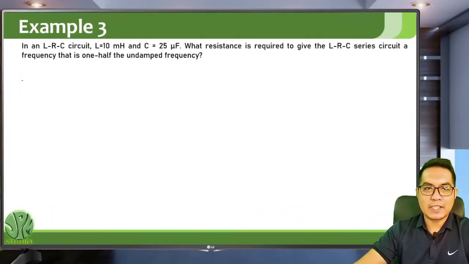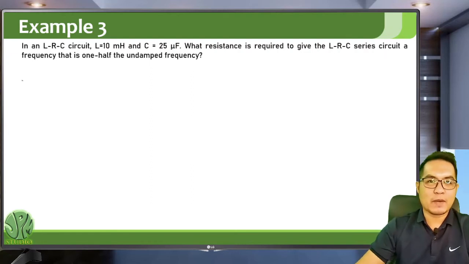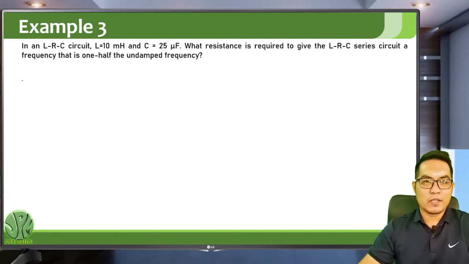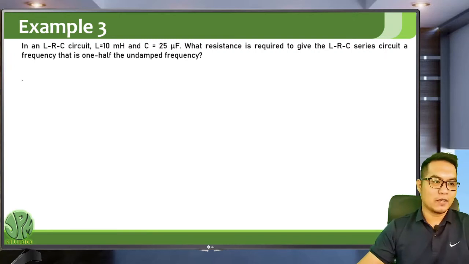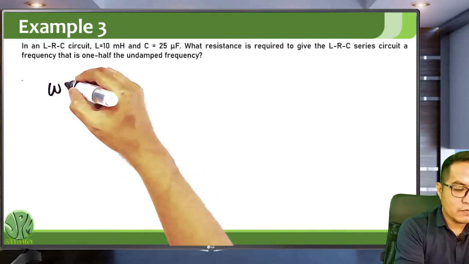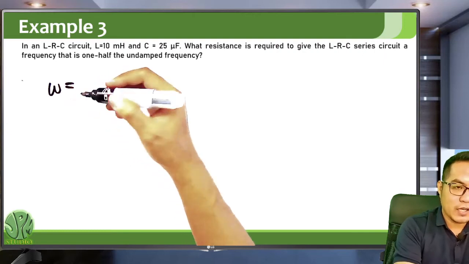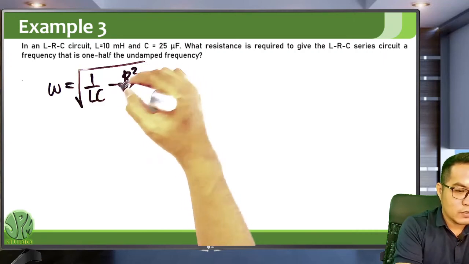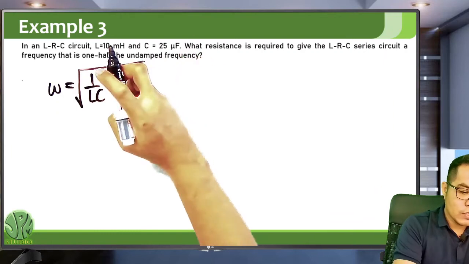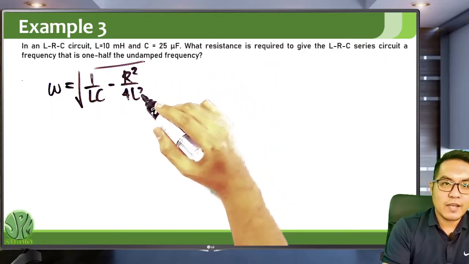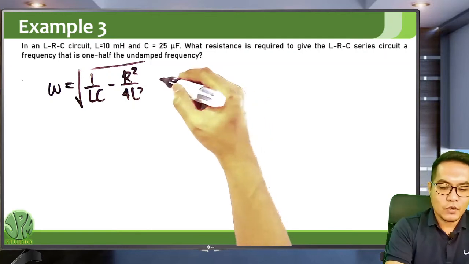Okay. For our last example, in the LRC circuit, the inductance is 10 millihenry and the capacitance is 25 microfarad. What resistance is required to give the LRC series circuit a frequency of oscillation that is 1/2 the undamped frequency? Okay, this is a very interesting problem. The angular frequency for damped oscillation in an LRC circuit is given by the square root of 1/LC minus R squared over 4L squared.